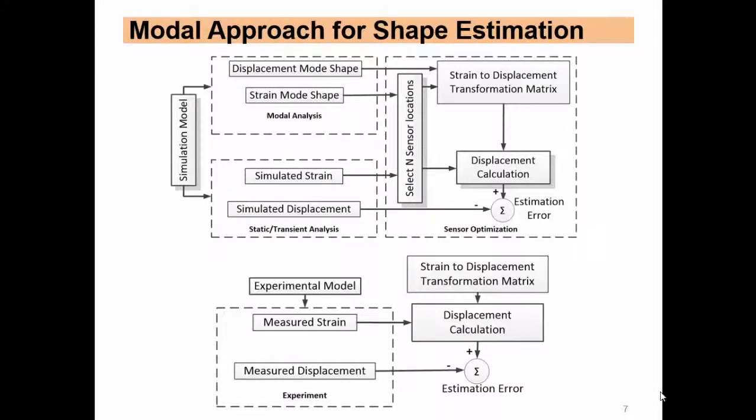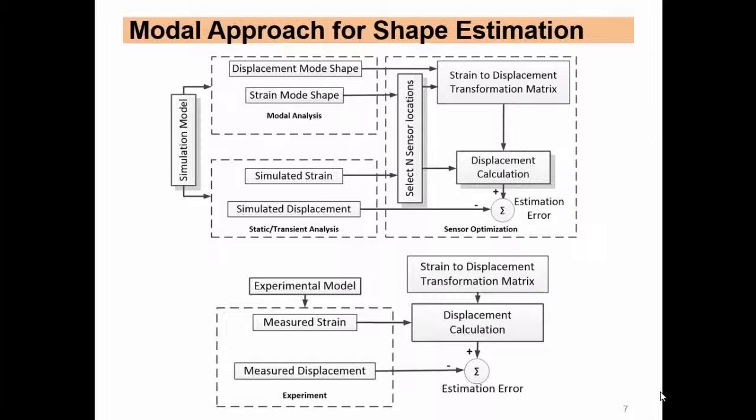In this particular work, we are concentrating on the shape estimation part: how we do shape estimation using a modal approach. Suppose we have a structure and we need to estimate the shape when it is under operation. What we will do is make a finite element model of that particular structure, called the simulation model in this case, and do modal analysis of it. Using modal analysis we will make one matrix called the strain to displacement transformation matrix. In this matrix we will be using only a few strains, as we can see here.